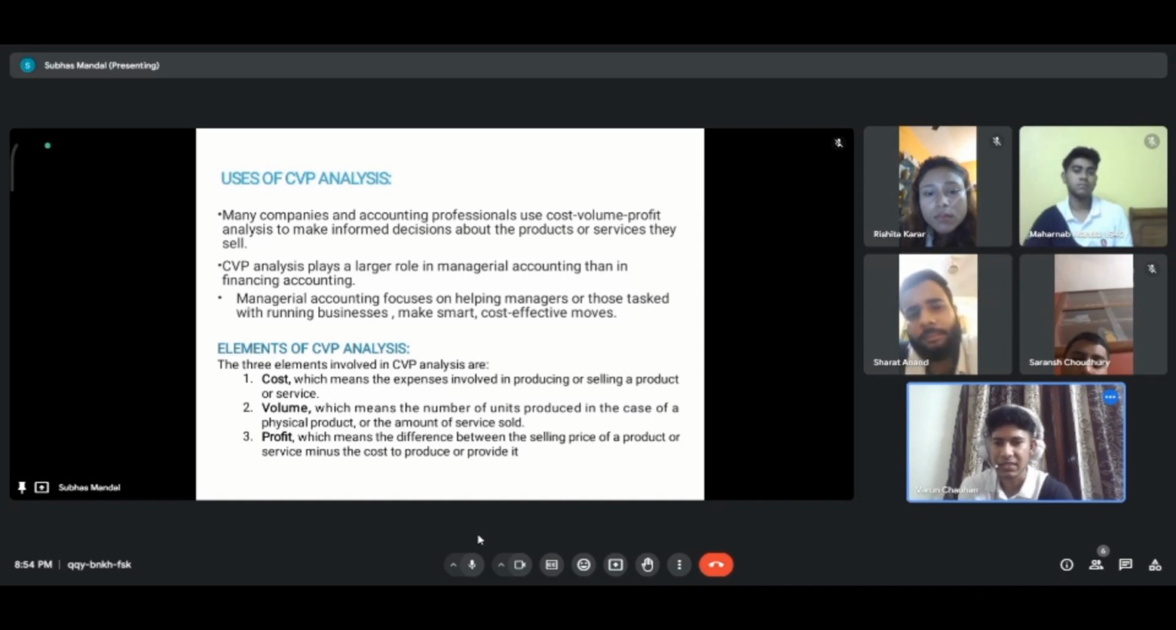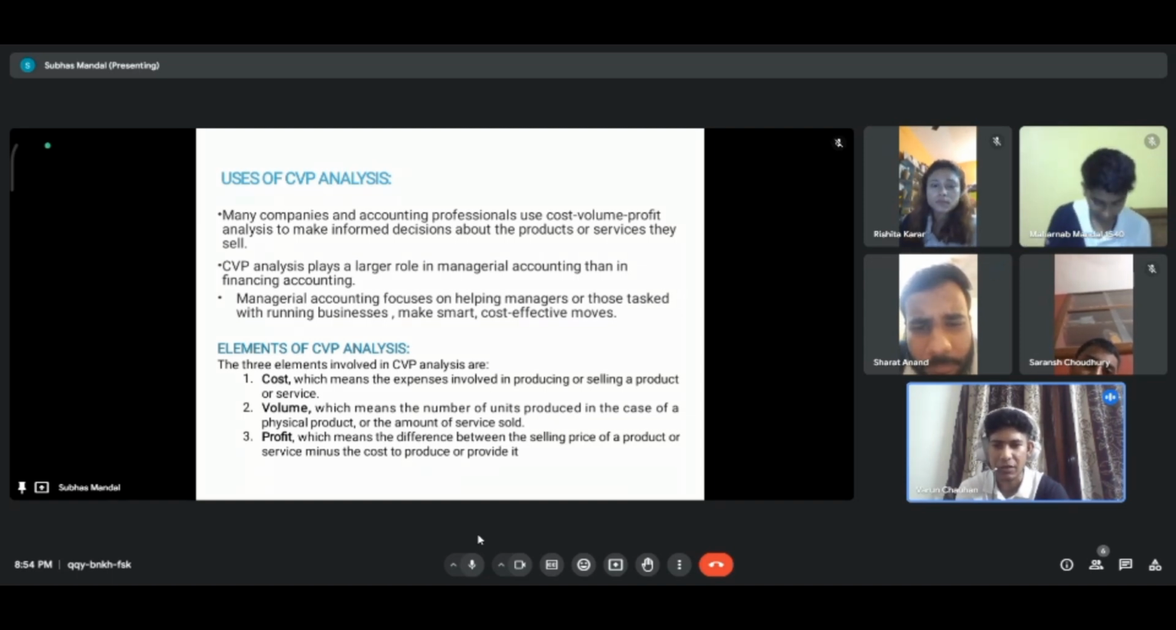Elements of CVP analysis. The three elements involved in CVP analysis are cost, which means the expenses involved in producing or selling a product or service; volume, which means the number of units produced in the case of a physical product or the amount of service sold; and profit, which means the difference between the selling price of a product or service minus the cost to produce or provide it.